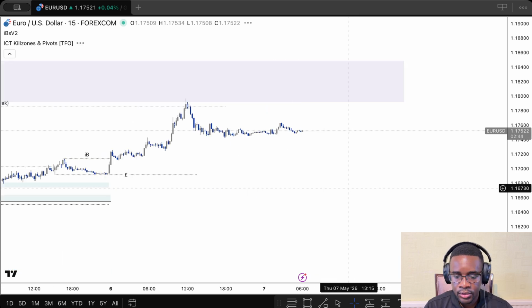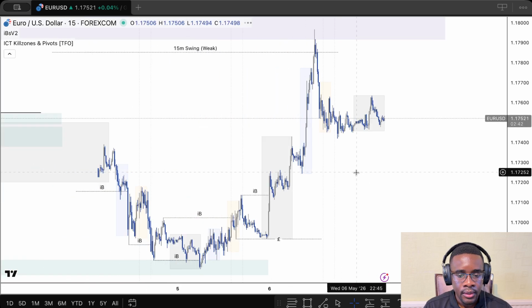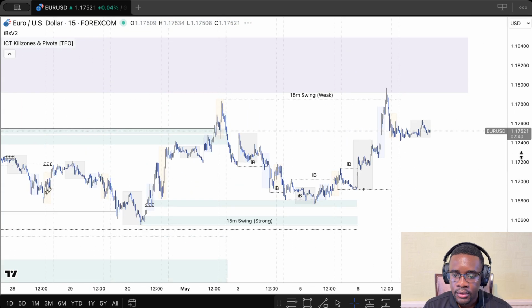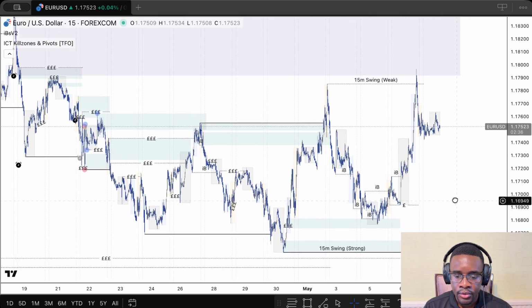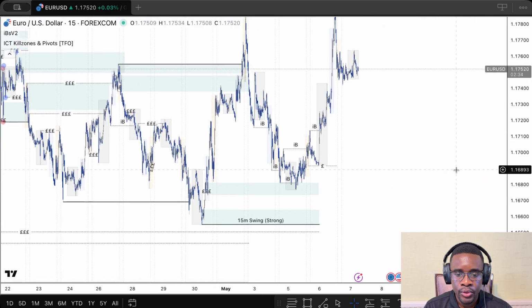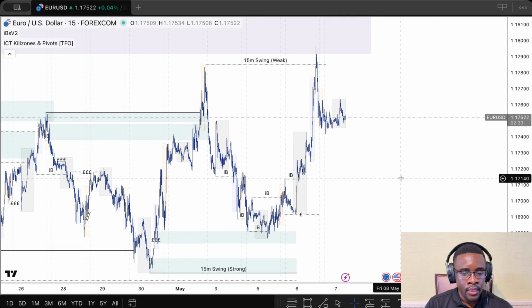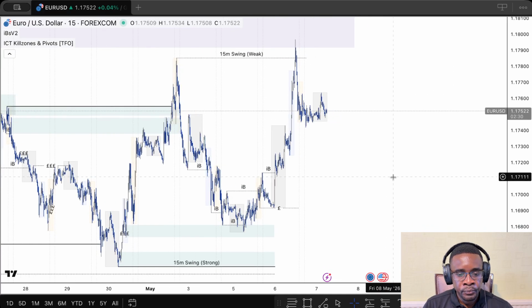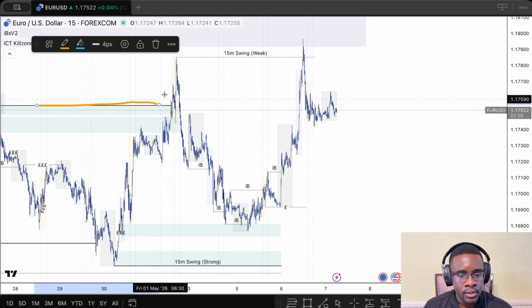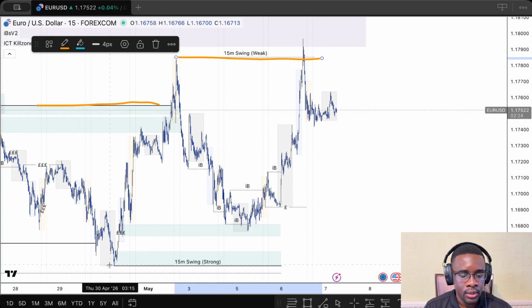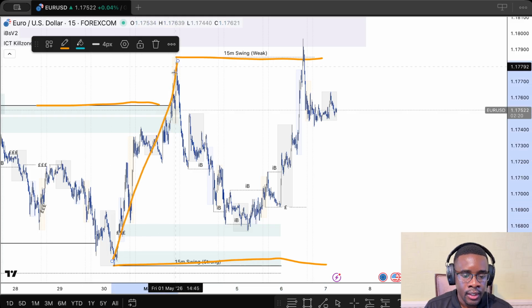So let's go to the 15-minute. From the 15-minute, the swing range, this is what I have. From yesterday, we had said that this is the swing range. This was a weak high. This is the strong low. This is the leg that we're in.